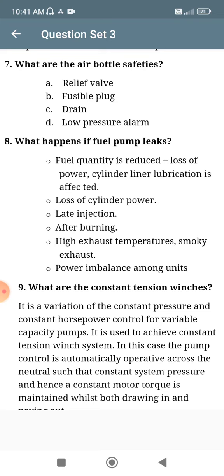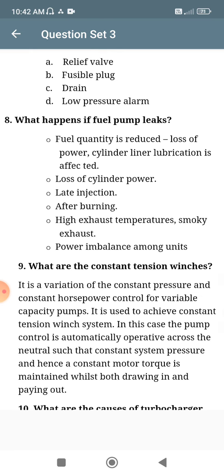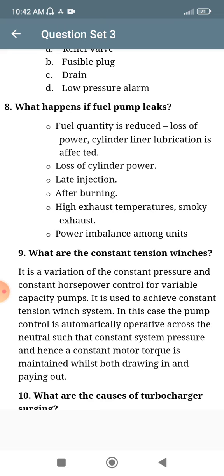So what happens if there is fuel pump leakage? If the fuel pump is leaking, then fuel quantity will be reduced, leading to loss of power. Cylinder lubrication will be affected, with loss of cylinder power. Late injection will occur, leading to afterburning, high exhaust temperature, smoky exhaust, and power imbalance among units. These are what happen when the fuel pump is leaking.